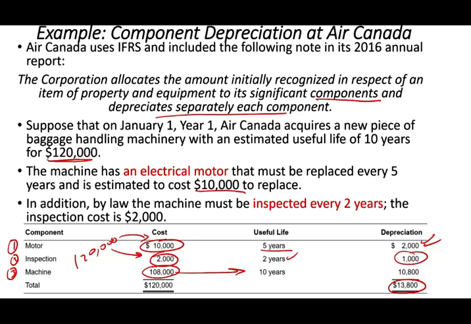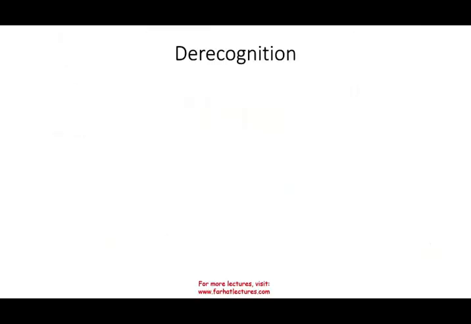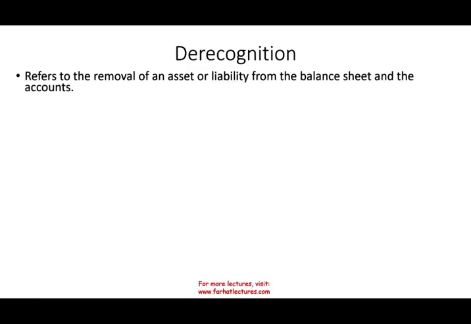I believe the last topic we're going to look at and explain is called derecognition. What is derecognition? It's the removal of an asset or a liability from the balance sheet, the opposite of recognition. Recognition is when you put something on the balance sheet. Derecognition is the opposite, when you remove it from the balance sheet.